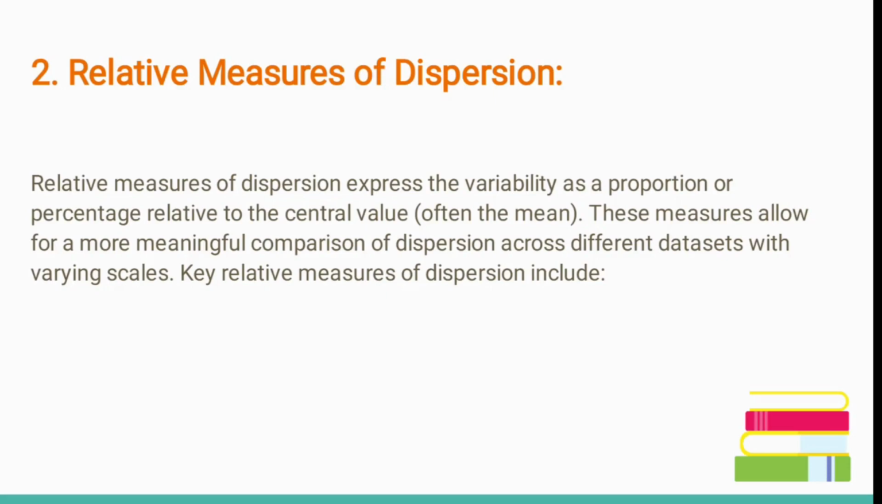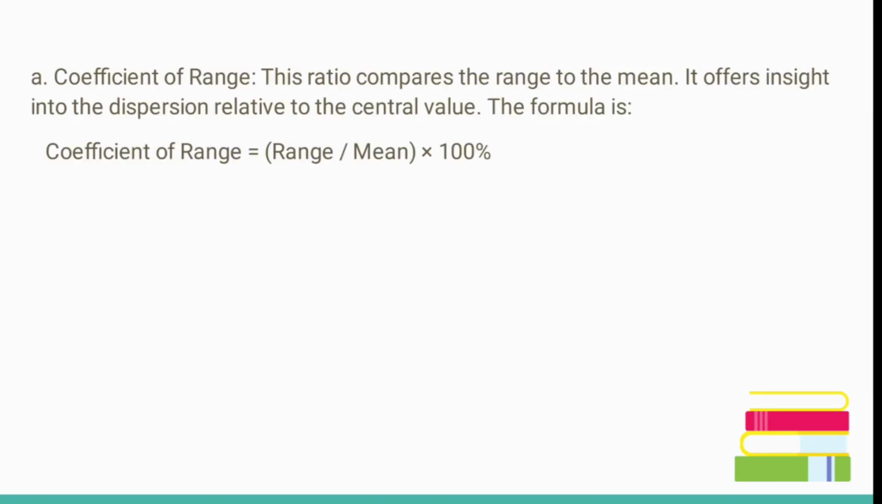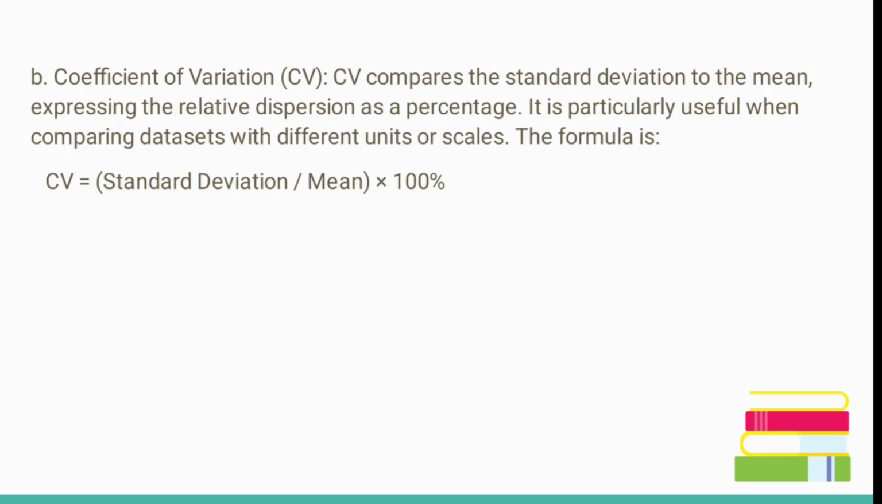Now, the relative measures of dispersion. The relative measures of dispersion express the variability as a proportion or percentage relative to the central value. These measures allow for a more meaningful comparison of dispersion across different data sets with varying scales. Key relative measures of dispersion include the coefficient of range. This ratio compares the range to the mean. It offers insights into the dispersion relative to the central value. The formula to calculate the coefficient of range is range divided by mean, multiplied by 100.